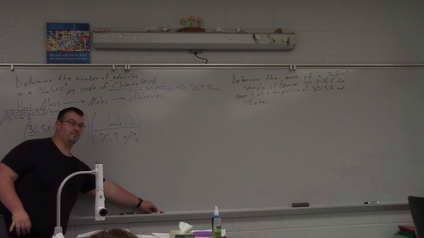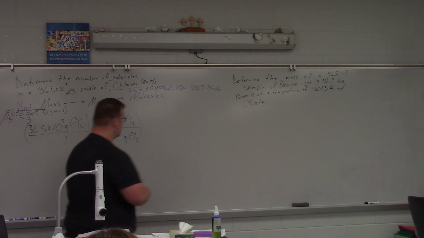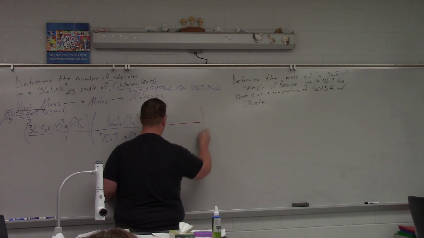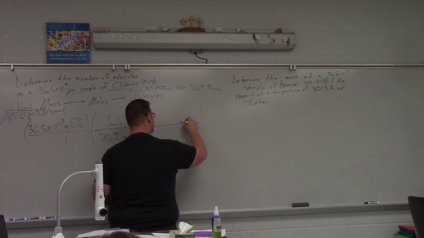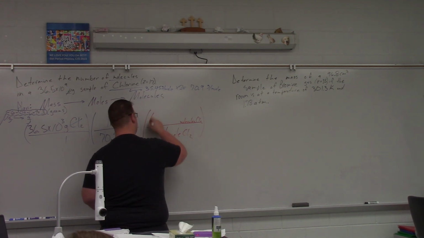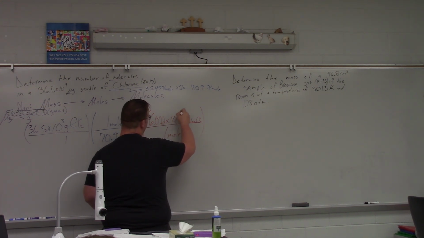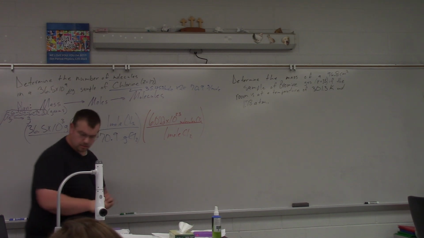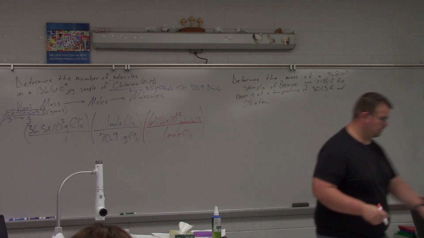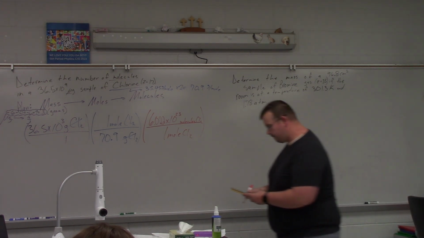The next one, just set it up right. I'm going to molecules of Cl2, over 1 mole of Cl2, and the number that goes with molecules is Avogadro's number, 6.022 times 10 to the 23rd power. And then pop it in the calculator.